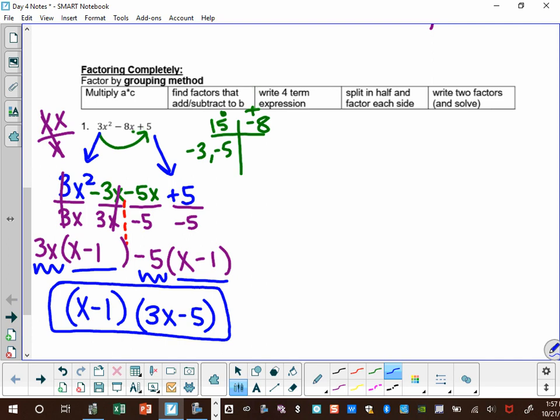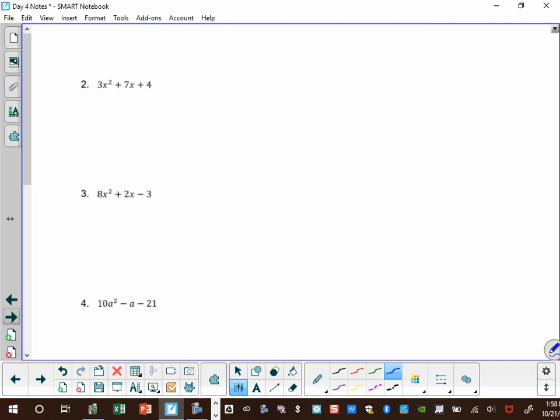All right, go ahead and turn the page. We're not going to do all of these together because we don't have the time. We will do a good bit. All right, look at number 2. We have 3x squared plus 7x plus 4. I need to swing. What needs to get swung here?